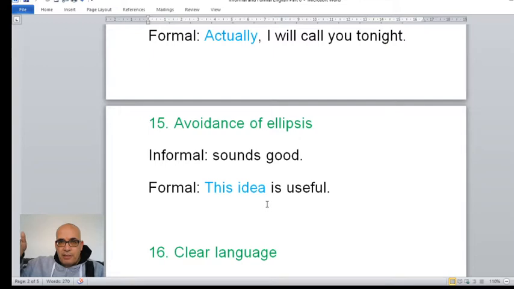What is ellipses? It means you delete something in the sentence. You cross it out. You don't use it. But if it is formal English, the sentence must be, as I said before, grammatical, must be complete, must have formal words. This idea is useful. So I don't use good, I use useful. And I use a complete sentence. This sentence is useful. I have a subject, I have a verb, I have a complement.